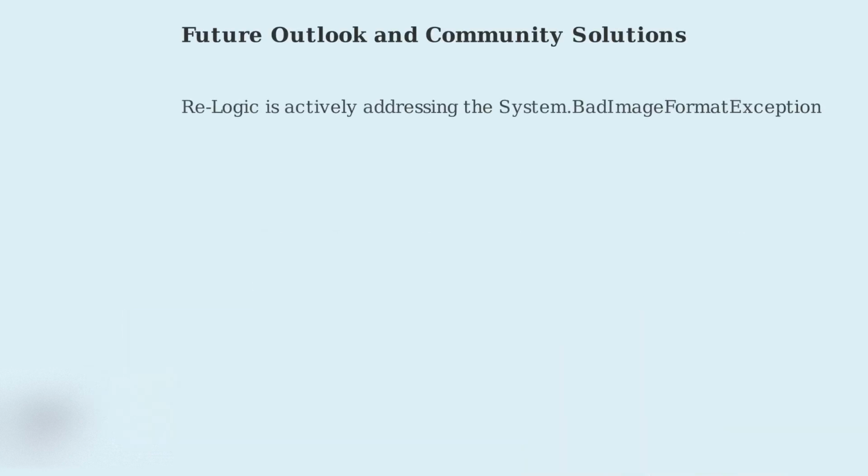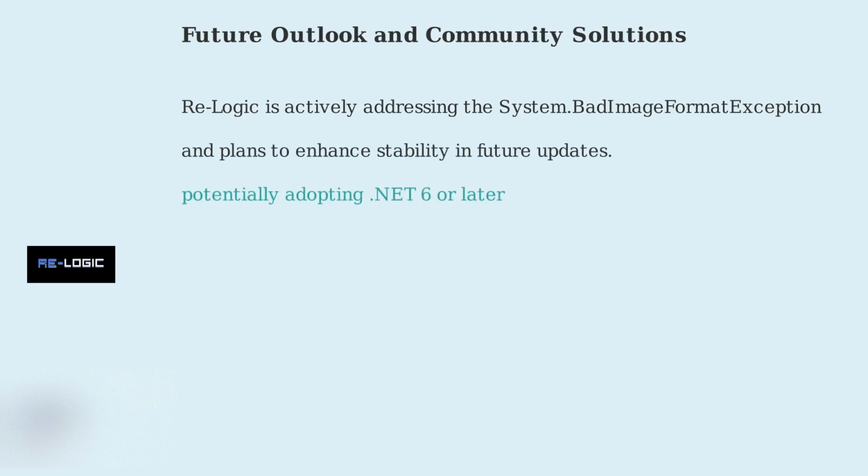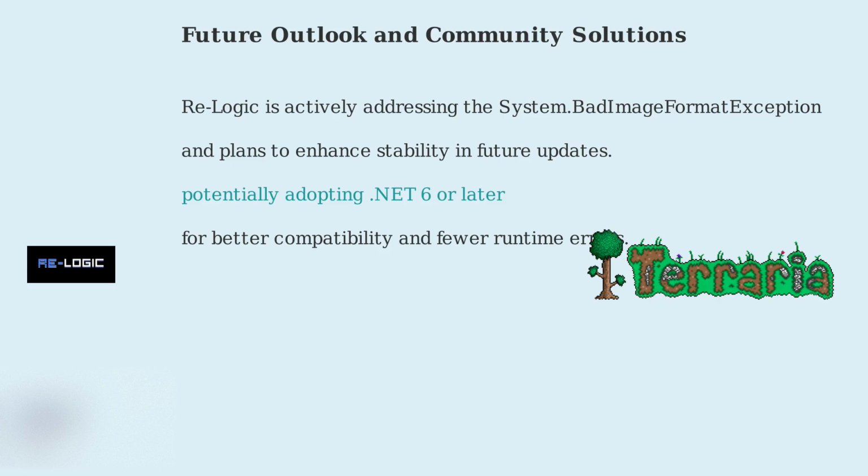Looking ahead, Relogic recognizes the system bad image format exception as a significant issue affecting player experience. The developers are committed to improving game stability through future updates, with plans to potentially transition to more modern .NET versions like .NET 6 or later. This shift would address many architecture-related errors and provide better cross-platform compatibility.